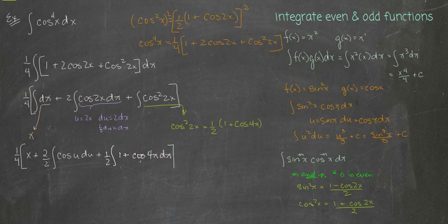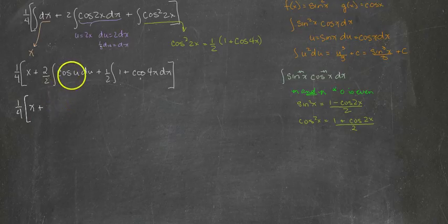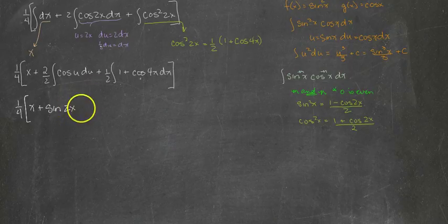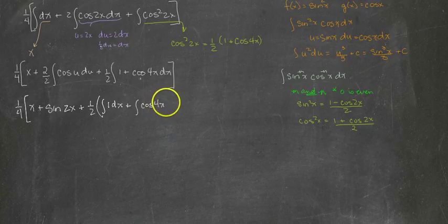And we can see exactly where we're headed at this stage of the game, because now I'm just going to separate these into 2 separate integrations. So continuing on, 1/4 x plus the antiderivative of cos u is sine u, but I'm going to go ahead and substitute my 2x back in, plus 1/2 times, and I'm going to separate these, the antiderivative of 1 dx plus the antiderivative of cos 4x dx.